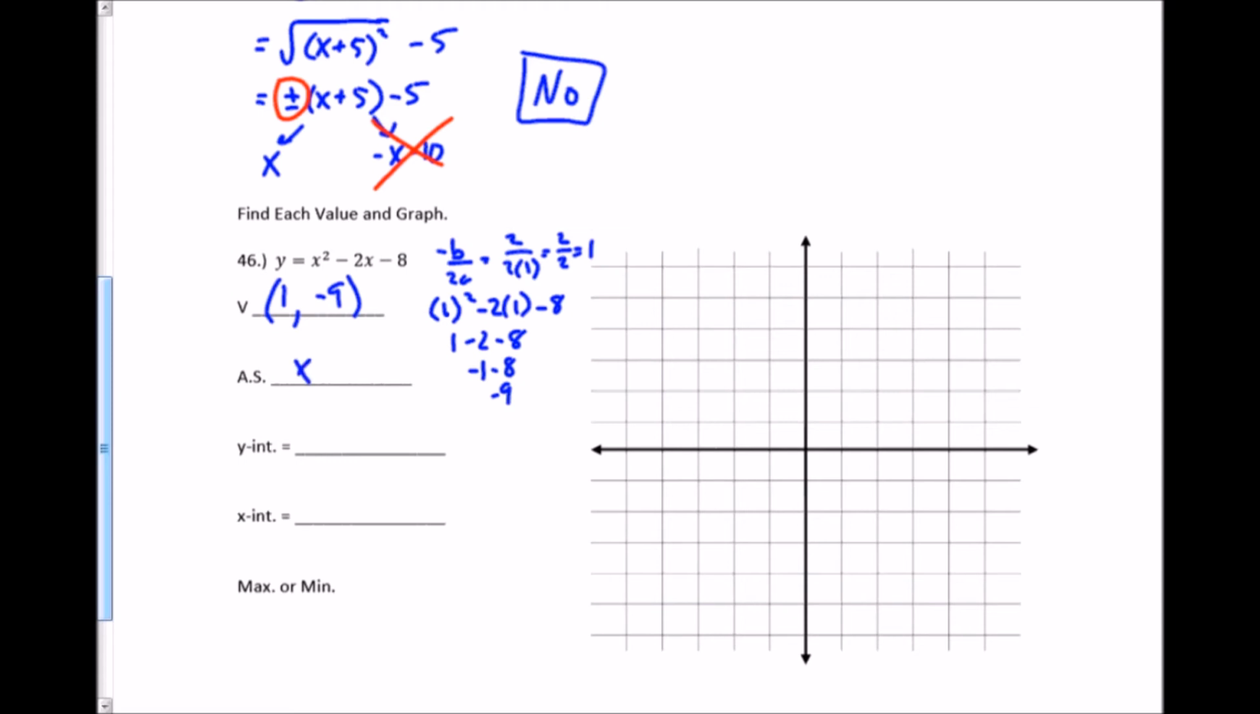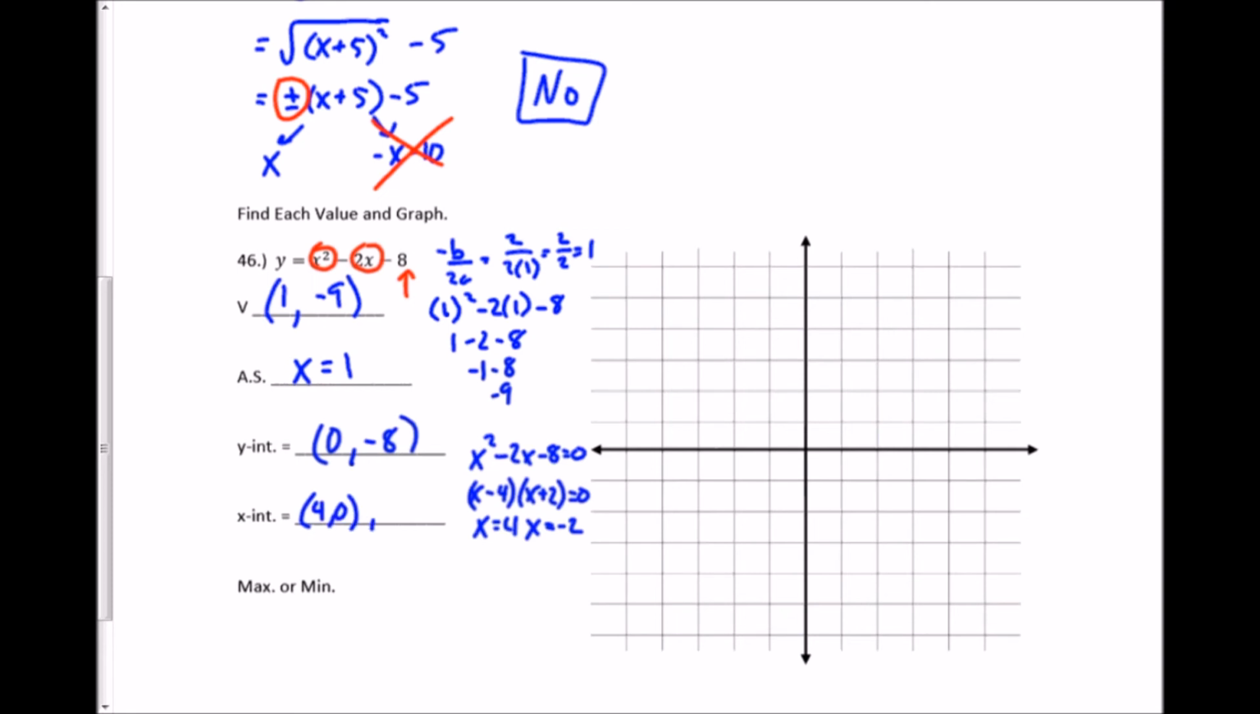The axis of symmetry is x equals the x value from the vertex. The y-intercept, I plug a 0 in for x, and if I plug zeros in here, it's going to leave me with this guy, the negative 8. For the x-intercepts, we have to plug a 0 in for y, so essentially what we're doing is x squared minus 2x minus 8 equals 0. And I can solve that by factoring. That's an x minus 4 and an x plus 2. So I find out that x equals 4 and x equals a negative 2. And really, that's just two separate ordered pairs. It's the 4, 0, and then a negative 2, 0.